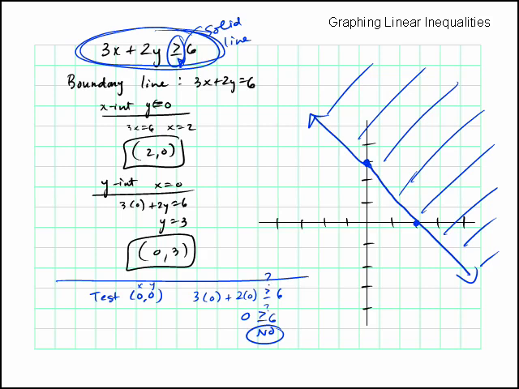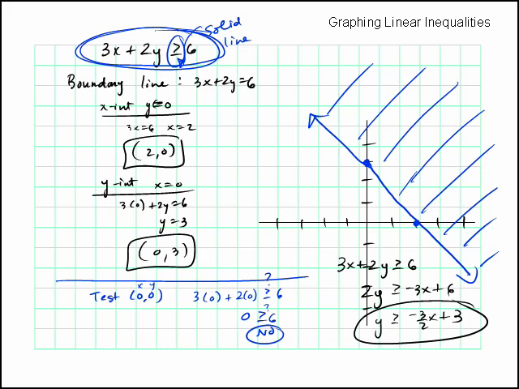Before we go to the next one, the other way to figure out which side to shade, instead of testing a point, is to solve the equation for y. Let me write it down here for you. 3x plus 2y greater than or equal to 6. Solve it for y. So 2y, move the 3x to the other side. Divide by 2. And solve for y, the inequality would look like that.